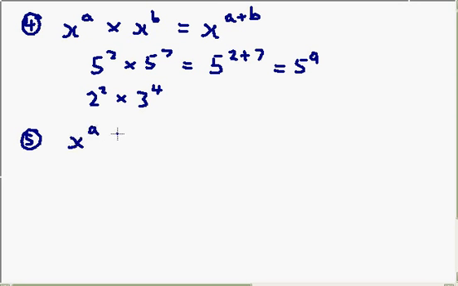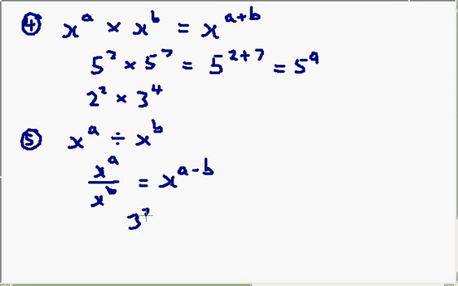If I've got x to the a, not times this time, but divide, you can also write this as x to the a over x to the b. They are exactly the same thing. Well, that is equal to x to the a take away b. Okay, so for example, 3 to the 7 over 3 to the 4, or 3 to the 7 divided by 3 to the 4, is 3 to the 3. Because 7 take away 4 is 3.